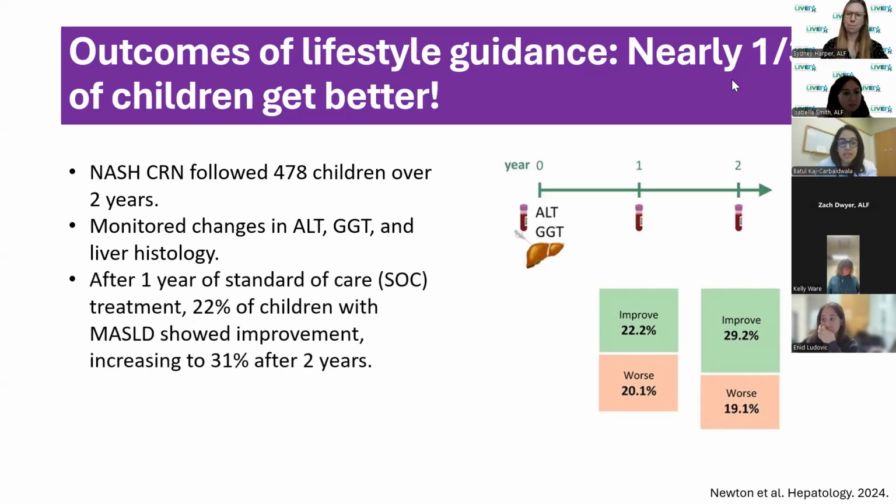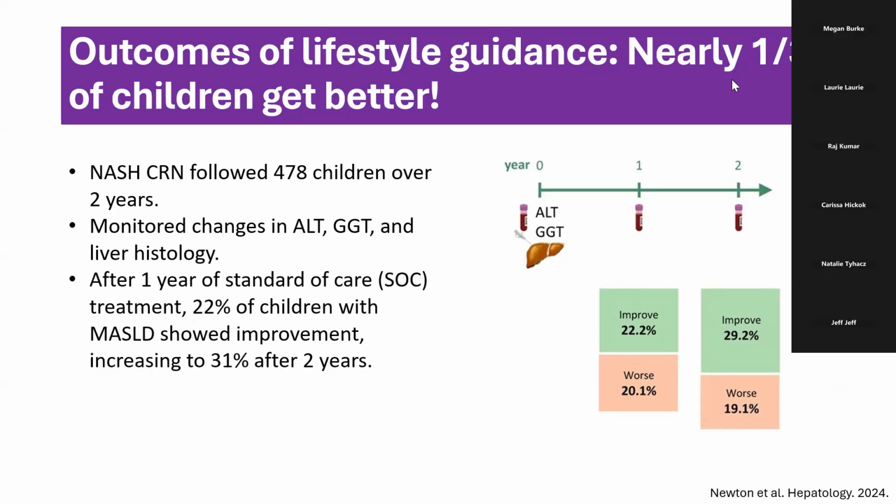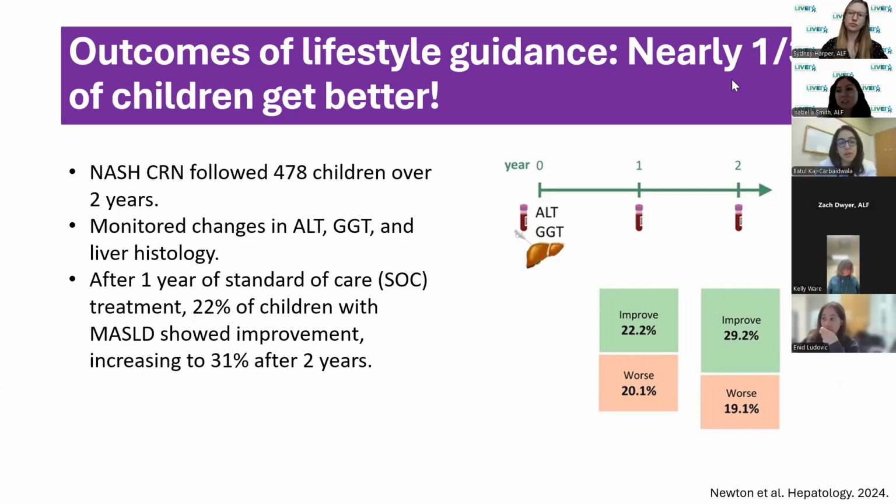And after 1 year of standard care, which was basically diet and lifestyle interventions in some of the ways that we've talked about, 22% of children with MASLD showed an improvement, and that number actually increased to 31% at the 2-year mark. But you could argue that we still have a lot of work to do here. That's still only a third of patients, right? So yes, this is working in some patients, but 2/3 of patients need additional interventions.